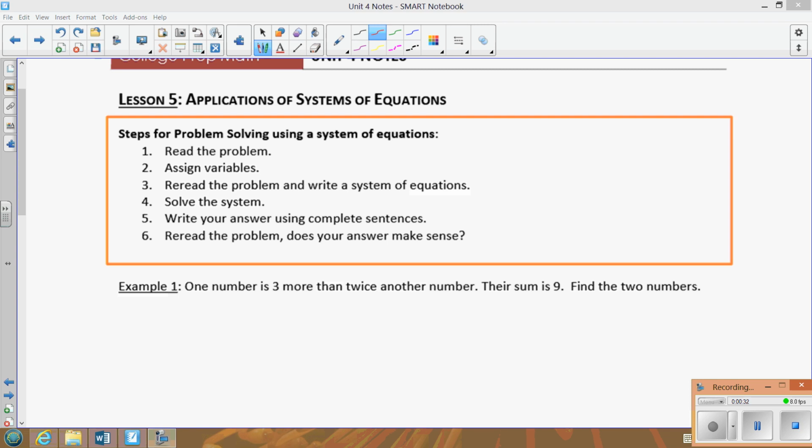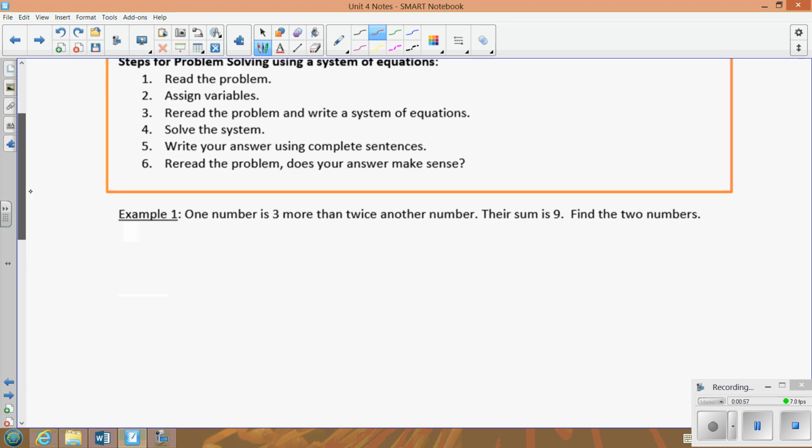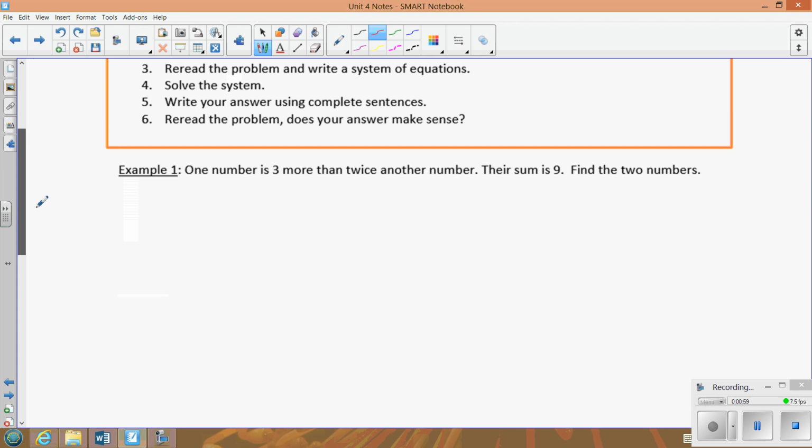So first thing here, what we need to do is read the problems, assign variables, reread the problems, and write a system of equations. And then what you would do is solve the system, make sure that you've answered the problem by writing your answer in a complete sentence, reread the problem, and make sure that your answer really does make sense. So those are just some strategies and some steps for solving application type problems.